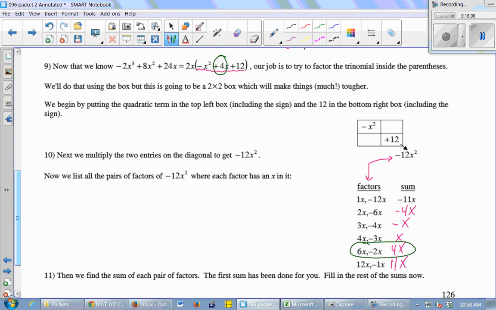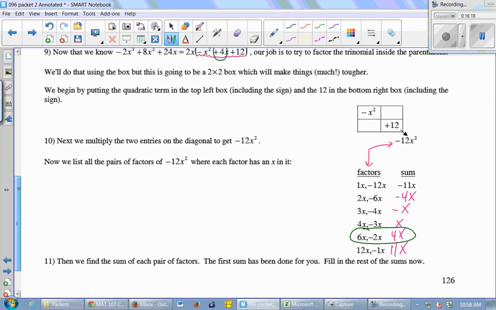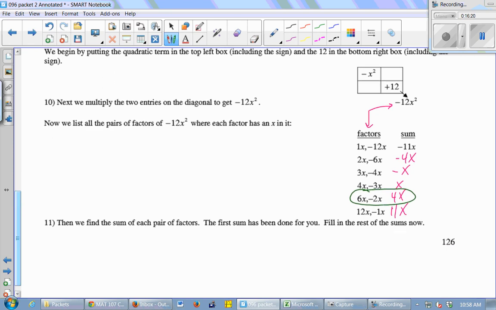Okay, so the next page gives all the details written out of what I'm about to go through verbally. So if I lose you at any point, know that it's written on the next page. So I've got 6x and negative 2x. Those are the two factors I like because they add to my middle term 4x. I'm going to put them, 6x and negative 2x, in these two boxes that are still empty. I can do it in either one, it doesn't matter. You can put the 6x and the negative 2x, or the negative 2x and the 6x. So I'm just going to plop them in there.